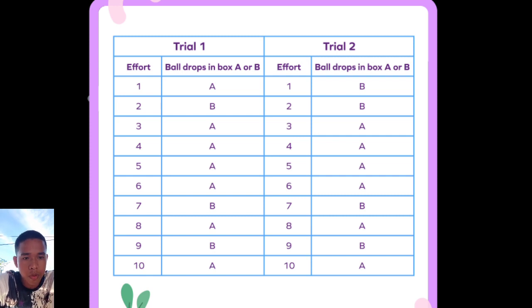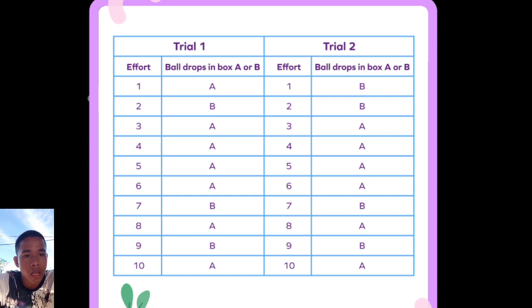In trial 1, his first attempt, the ball drops in box A. His second attempt, the ball drops in box B. The third attempt, box A. The fourth attempt, box A. Fifth attempt, box A. Sixth attempt, box A. Seventh attempt, box B. Eighth attempt, box A. Ninth attempt, box B. And lastly, the 10th attempt falls into box A.